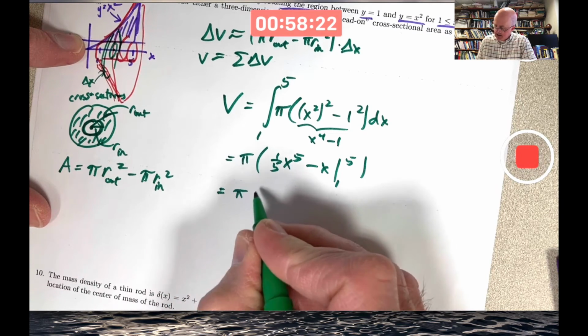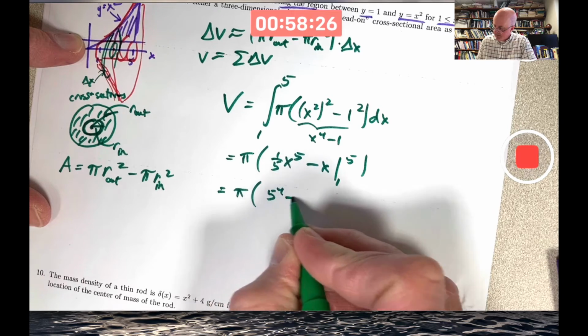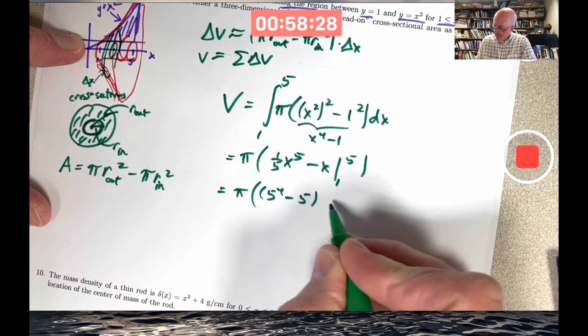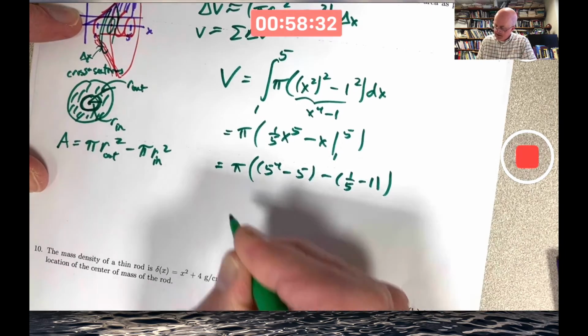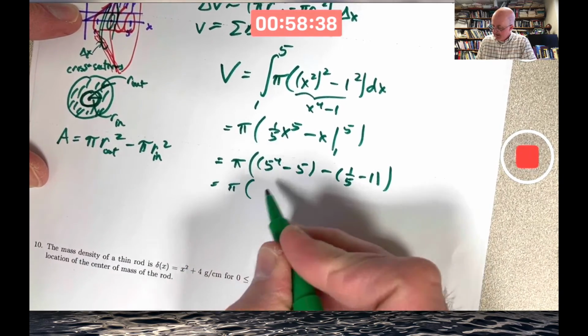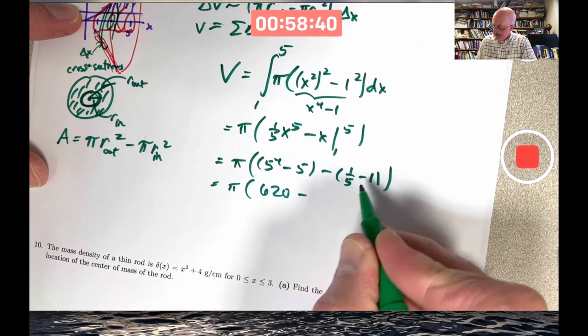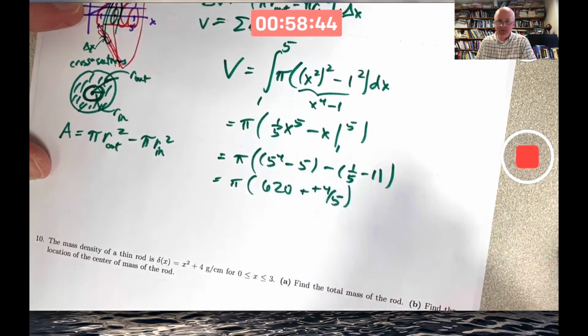So this is pi times 5 to the 5th over 5. That'll be the same as 5 to the 4th minus 5, minus plug in 1. You get 1/5 minus 1. Hopefully no mistakes. 5 to the 4th, 625 minus 5, 620, and then minus negative 4/5 is plus 4/5.